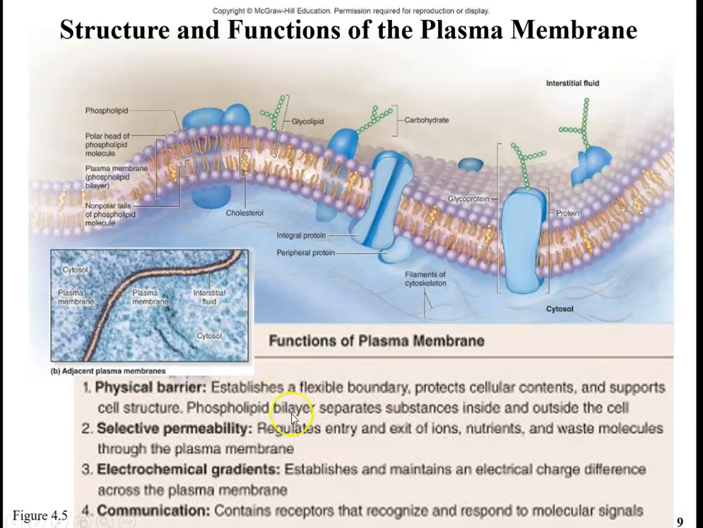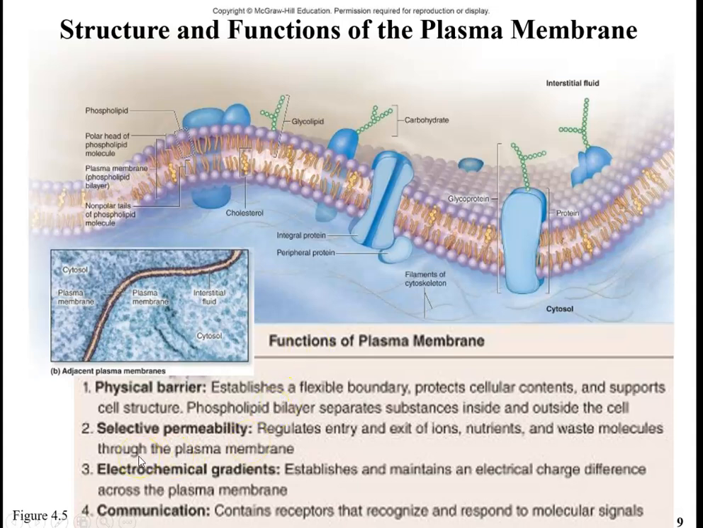It's selectively permeable. It regulates entry and exit of ions, nutrients, and waste molecules through the plasma membrane. And you'll see when we say selectively permeable, we mean most substances that need to move in and out of the cell are going to have to do so through channels or protein carriers, things of that nature. So here's an integral protein, which means it spans the entire length of the plasma membrane. And this looks like it could potentially be an ion channel or something like that, that when activated would allow certain ions through.